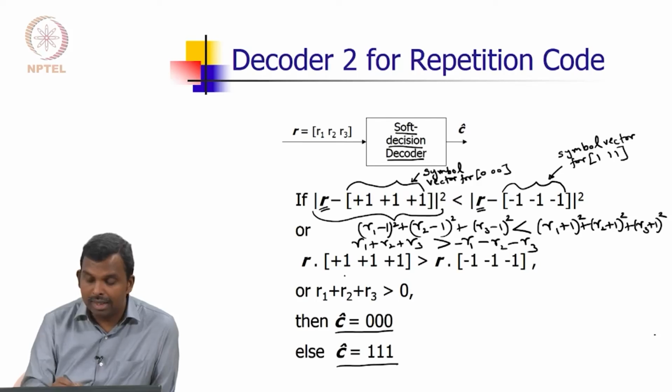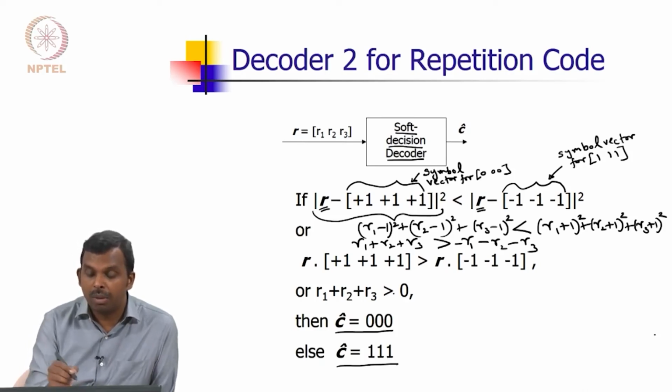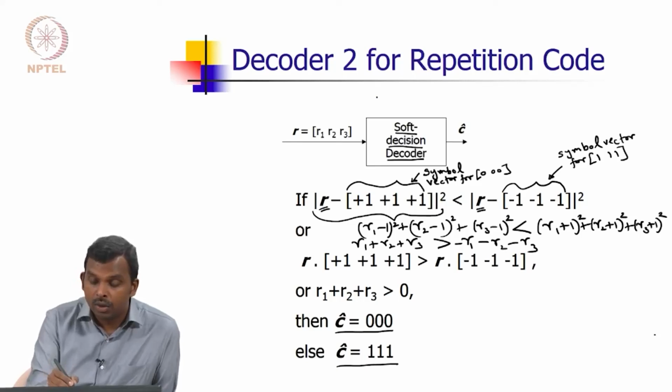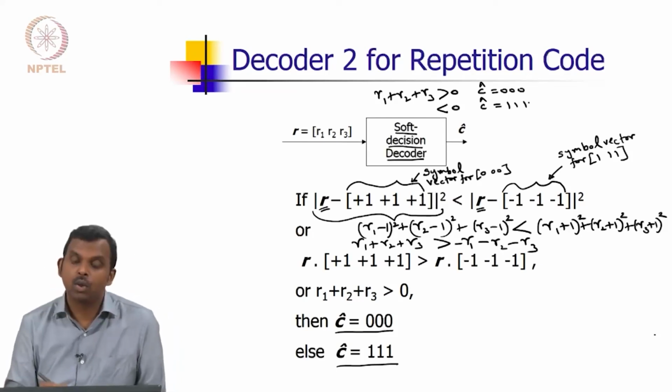And that is the same as this dot product. You take a correlation with 1 1 1 or minus 1 minus 1 minus 1, whichever is greater now is the closer code word, and in fact that also simplifies to R1 plus R2 plus R3 greater than 0. So, the soft decision decoder for the repetition code is quite easy to implement. You have R1, R2, R3, you simply check R1 plus R2 plus R3, and if it is greater than 0, you let C cap be 0 0 0. If it is less than 0, you let C cap be 1 1 1. So, it is a relatively easy decoder to implement.